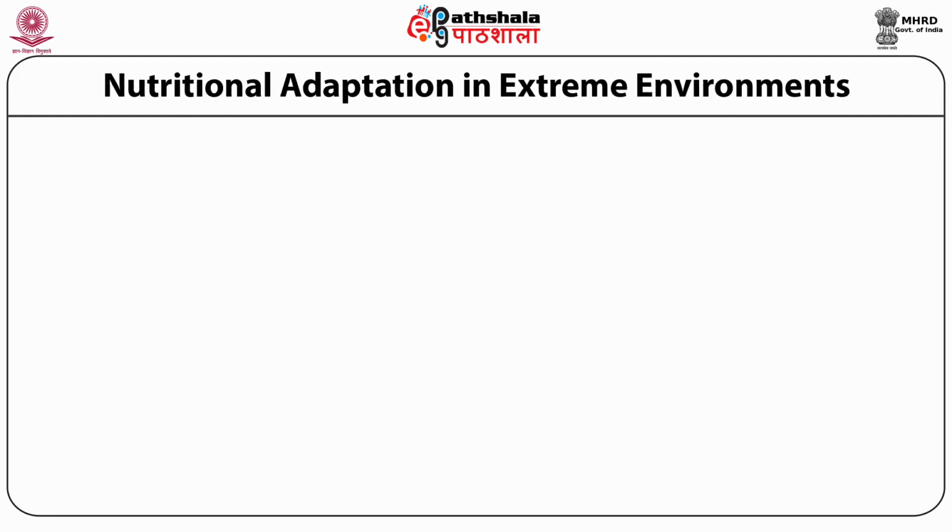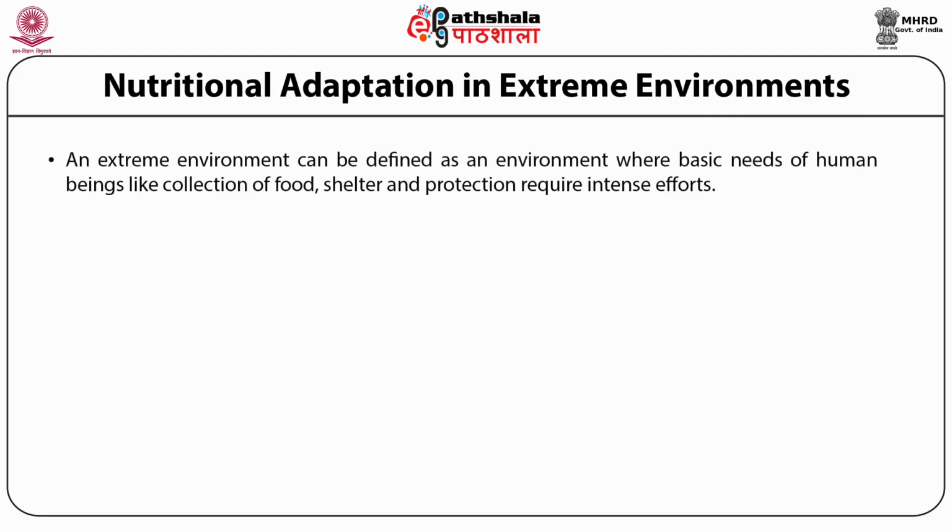Nutritional adaptation in extreme environments. An extreme environment can be defined as an environment where the basic needs of human beings like collection of food, shelter, and protection require intense efforts. One important feature of these environments is that an error in judgment can cause serious consequences. When faced with hot, cold, or high-altitude conditions, human beings either try to modify their environment accordingly, or adapt their physiology to fit the environment, or use a combination of these two strategies.